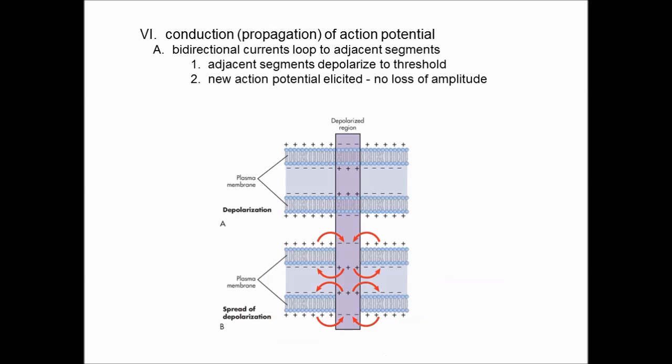Okay. The last general subject that I want to talk about is conduction, which is pretty significant, and that is, why does an action potential go down a whole neuron without decreasing in amplitude? And the reason is it's not really conducted, it's propagated. And here's a very simple figure that's trying to make that point.